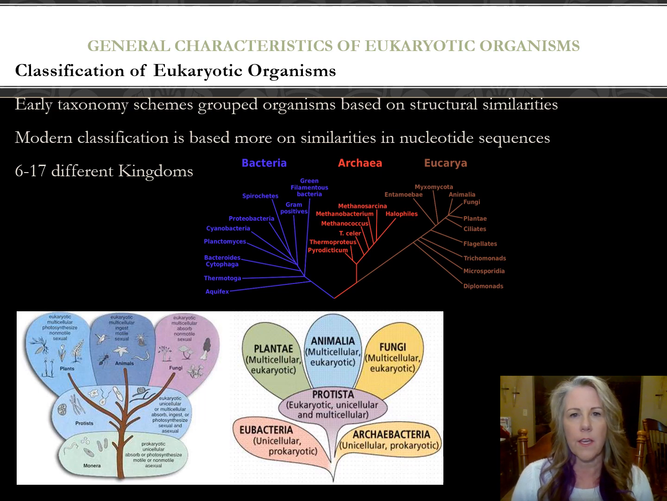So to get us started talking about these eukaryotes, early taxonomy schemes grouped organisms based on structural similarities. Remember, we talked about taxonomy before, and the modern classification is based more on similarities in nucleotide sequences. So once we learned how to do genetic sequencing and interpret that very well, we started moving some organisms around based on their ancestry.